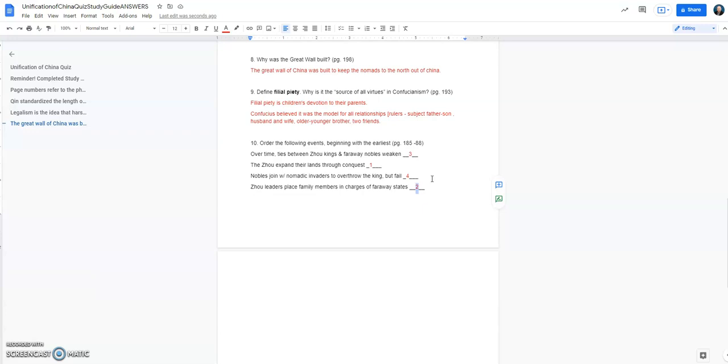Next thing, if you have a big area to control, you have to have people in charge who you trust. So the king would put his family members in charge. He would say, hey, listen, I'm going to put my cousin, you're going to be in charge over there. My brother's in charge over there. And that way, you have control over your empire.